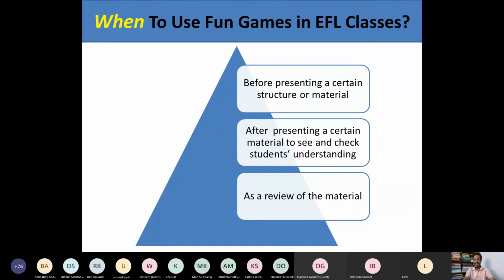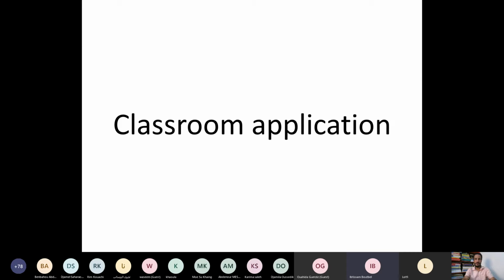Shall we move on to practice now? The most important part. Yes, please. No questions so far? No, I can see that we don't have questions right now. Great. So let's move on. They say that it is very clear. Thank you. Great.